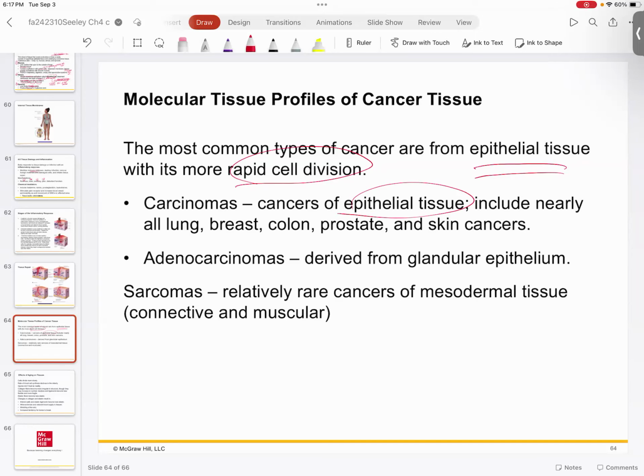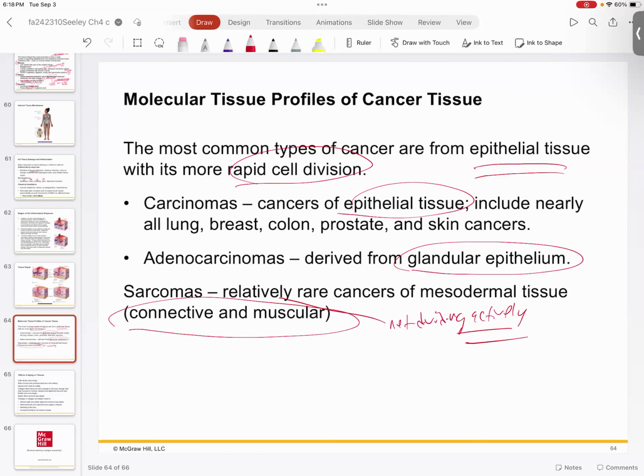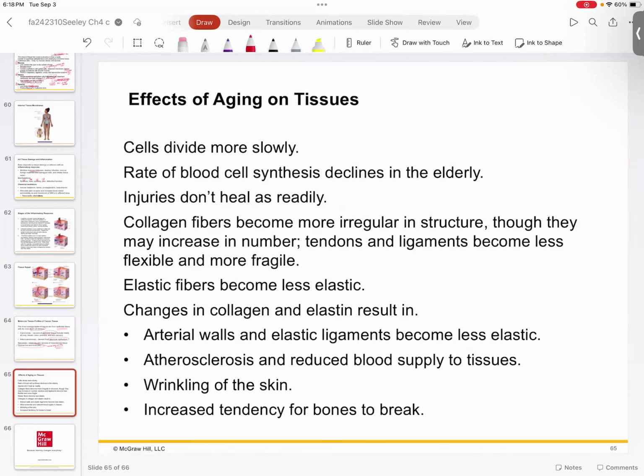And then you have adenocarcinomas, which are typically glandular in nature. And so those are the two different types. If you have a carcinoma, that's typically more of the liners, and the adenocarcinomas are typically the glandular. And then sarcomas typically are connective and muscular for the most part, right? So these so-called mesodermal tissues, connective tissue and muscular tissue, are a little rare because they're not actively dividing. So they're less likely to occur and they're less common.